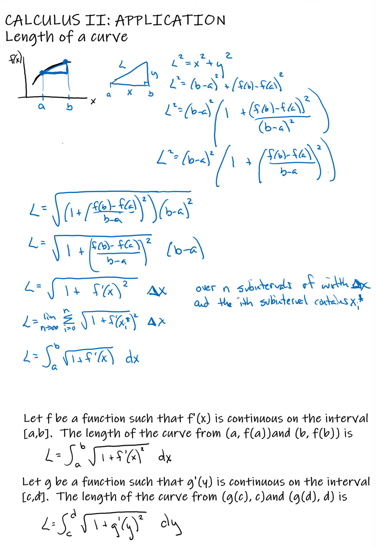And so here at the bottom of the page, we have a function f, and f prime is continuous on the interval from a to b. Then the length of the curve from f of a to f of b is, there it is, what we just came up with. Turns out you can also have a function in terms of y. So here I have a second one where g is a function of y, but it ends up being the same thing. So that's the important thing.